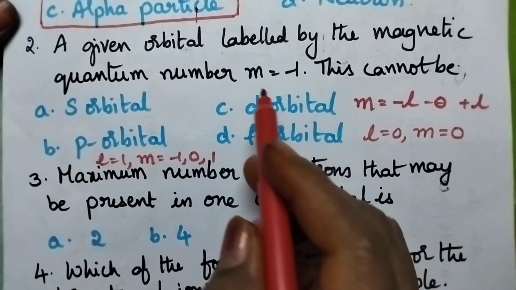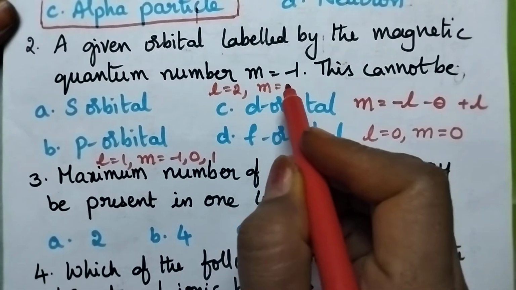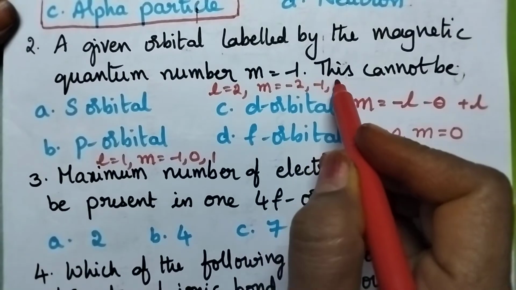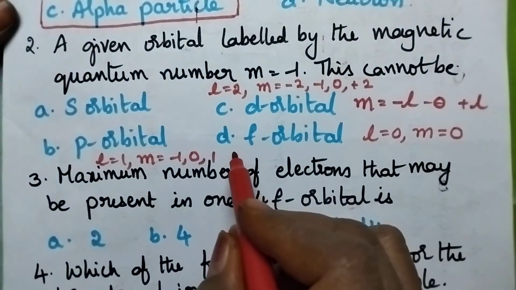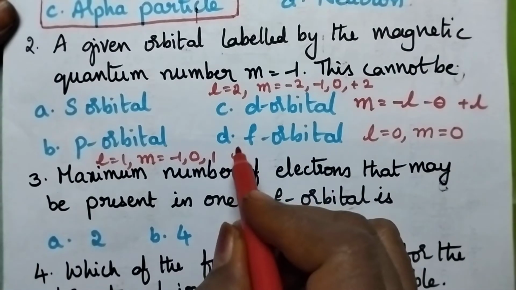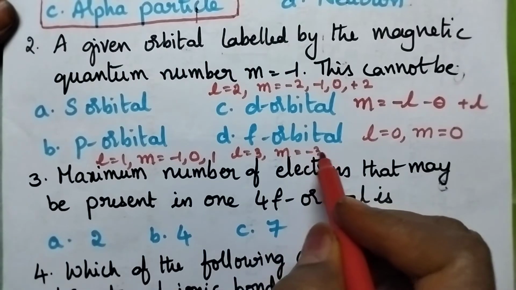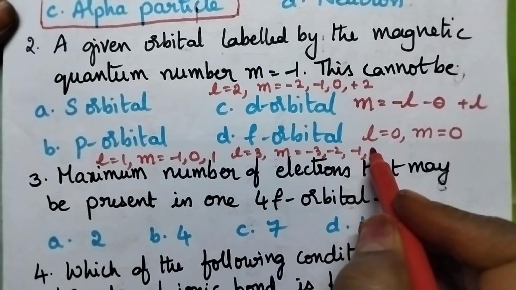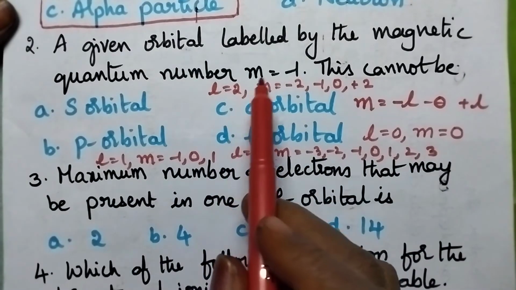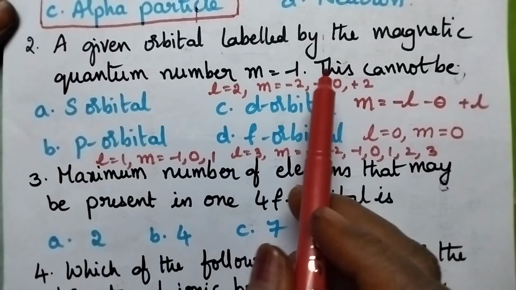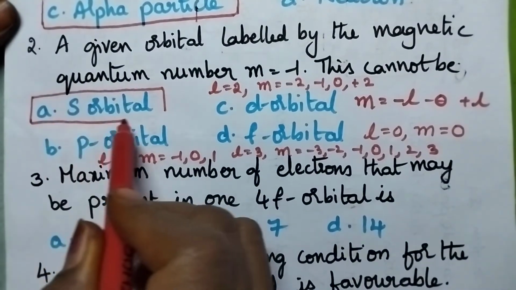Coming to the d orbital, here the L value is 2. Hence m value includes -2 to +2, that is -2, -1, 0, +1, +2. F orbital, L value is 3. Hence m value includes -3, -2, -1, 0, 1, 2, 3. So m value is equal to -1 and this cannot be s orbital. So option A is the right answer.